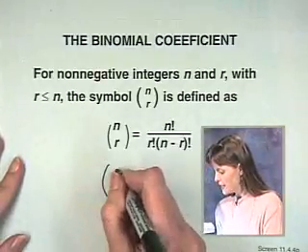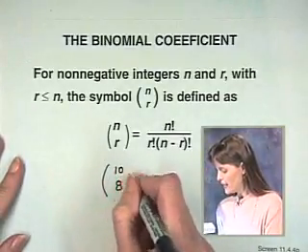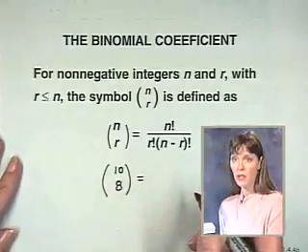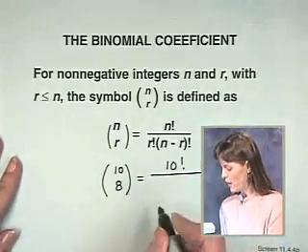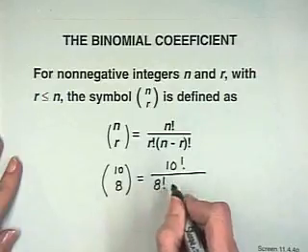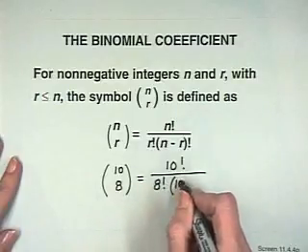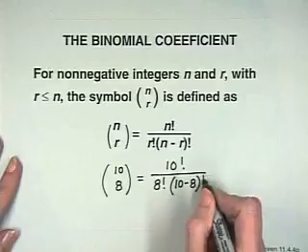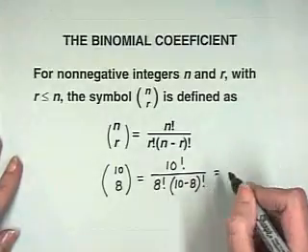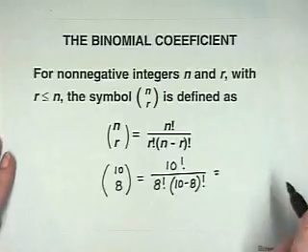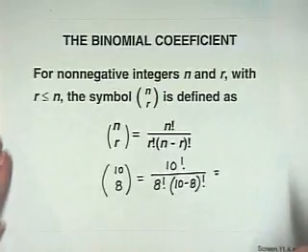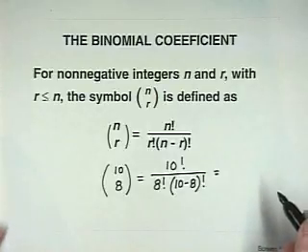Let's look at 10 choose 8. This is going to be equivalent to 10 factorial divided by 8 factorial times 10 minus 8 factorial. Now, 10 factorial, recall, was equal to 10 times 9 times 8 times 7 times 6 times 5 times 4 times 3 times 2 times 1, which would take us a while to write down.